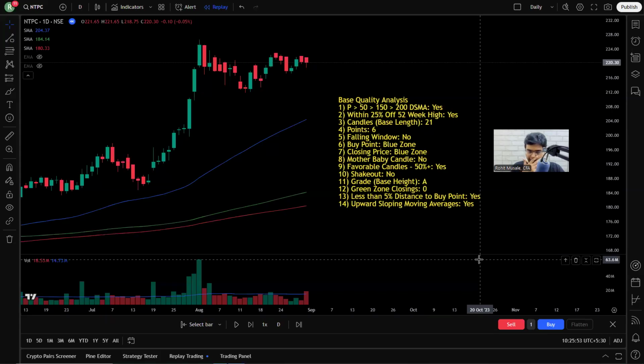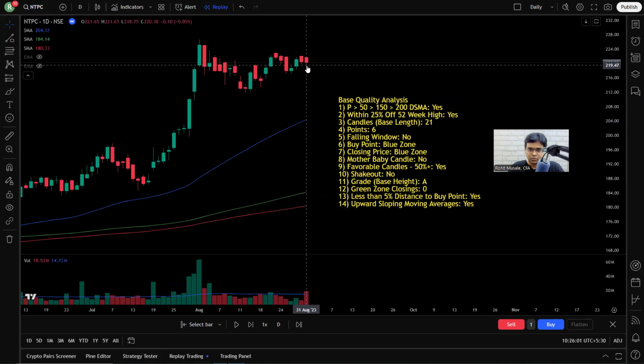In this video, let us do the base quality analysis of NTPC. So this is an old chart, 31 August 2023. As we have been discussing, the purpose of this base breakout analysis is to help you become very good at technical analysis, especially for breakout trading strategy where we only look at stocks which are in a confirmed stage 2 uptrend as per Mark Minervini's book.